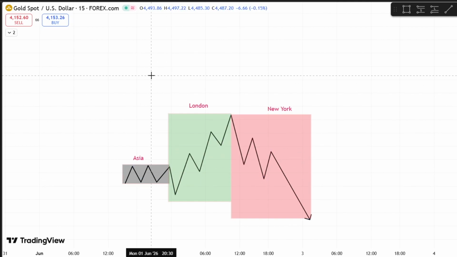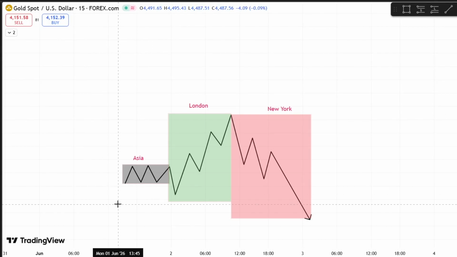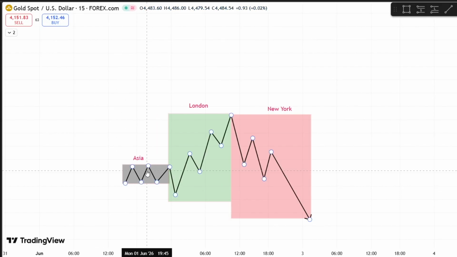But when it comes to pairs such as GBP USD, this is a cross of the UK economy and the US economy. During the Asia session, people are not working in the US or the UK. That's why when you check the major pairs, Euro USD and GBP USD, you find consolidation in the Asia session.